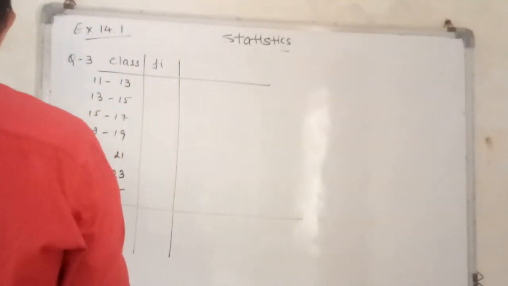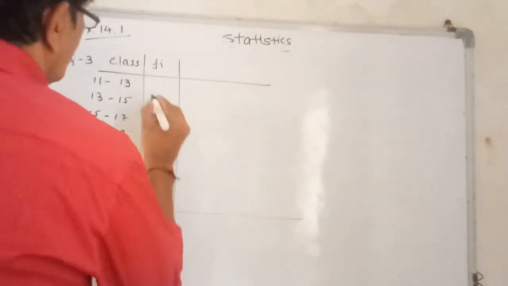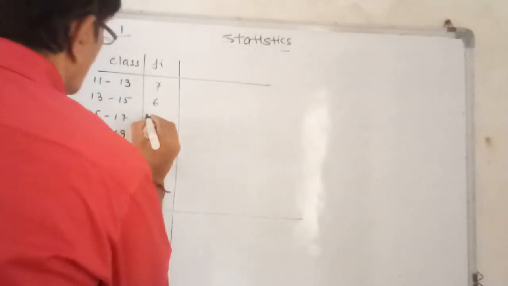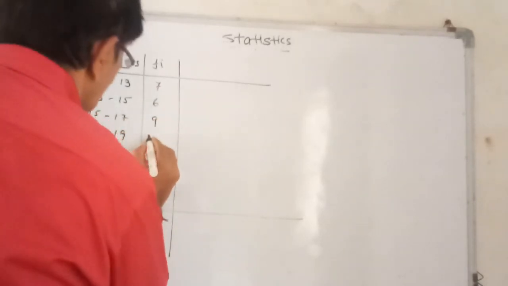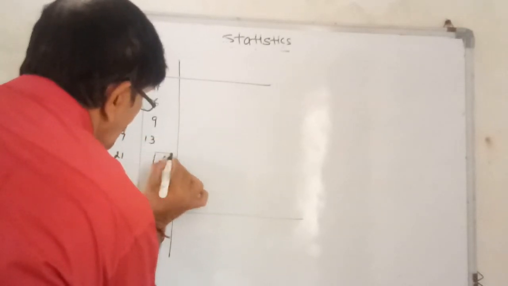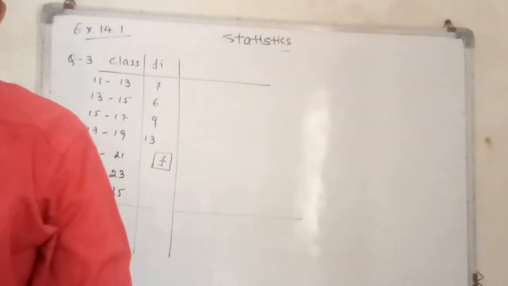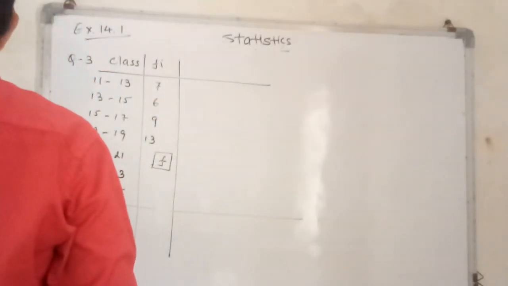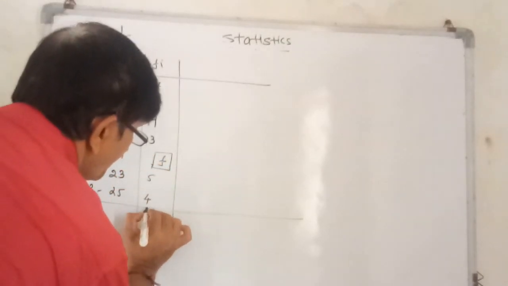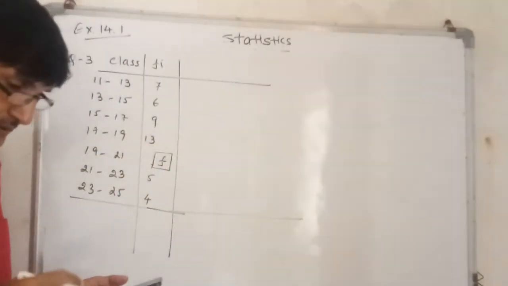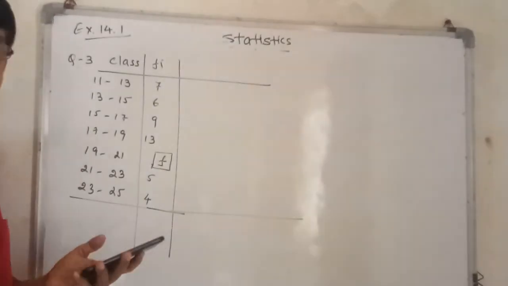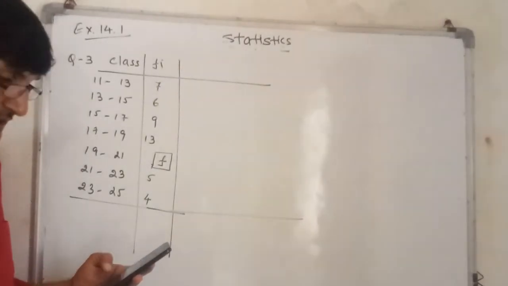Frequencies are given: 7, 6, 9, 13, and here it is given f, which means we don't know this frequency, it is a missing frequency. Then 5 and 4. So this is called a missing frequency question. This may be asked for 4 marks. It is a little bit lengthier question and difficult to understand.